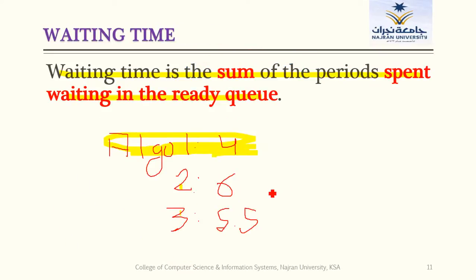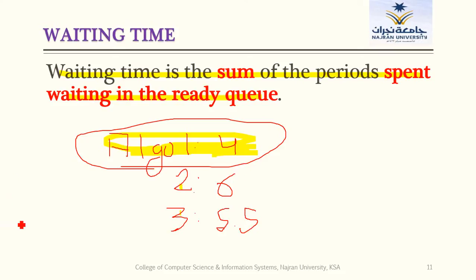Then the fourth criterion is waiting time. This is the measurement of the time the process spends waiting in the ready queue, how much time he has spent. I gave one example: algorithm 1 takes 4 seconds, algorithm 2 puts the process in waiting for 6 seconds, algorithm 3 puts the process waiting for 5.5 seconds. So which algorithm will be best, the one whose waiting time is less? Algorithm 1 takes 4, so compared with algorithms 2 and 3, algorithm 1 is the best choice in terms of waiting time.